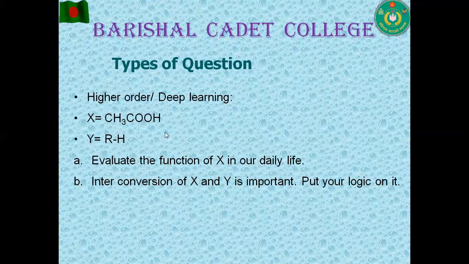Higher order, deep learning question: Evaluate the function of X in our daily life. X is acetic acid. 4 to 10% acetic acid is called vinegar. It is used as a preservative and in pickles for preserving. Interconversion of X and Y is important because sometimes we need the acid, sometimes we need the alkane, for our requirement. For this reason, it is very important.